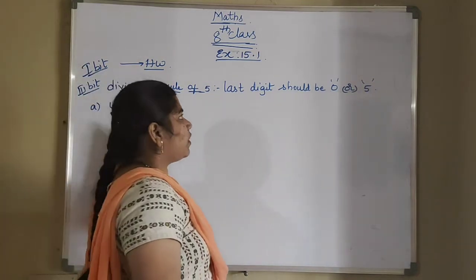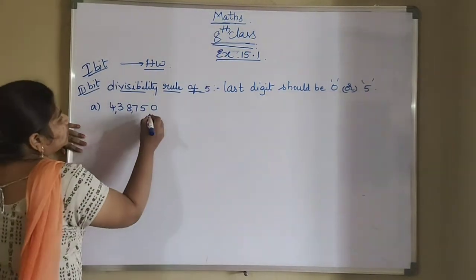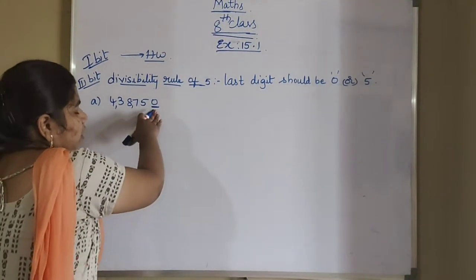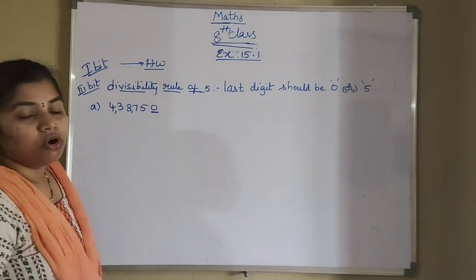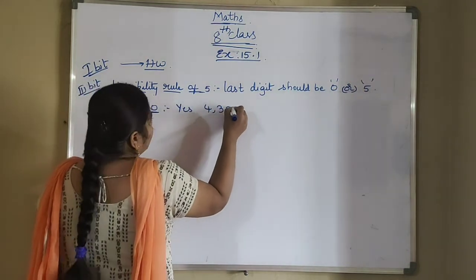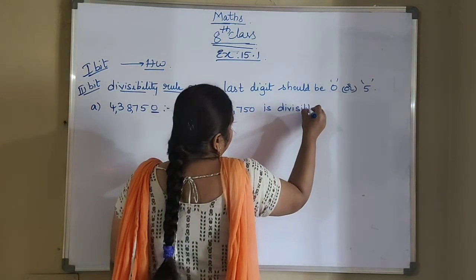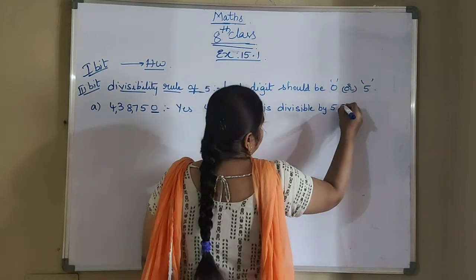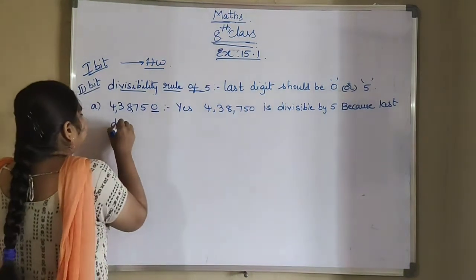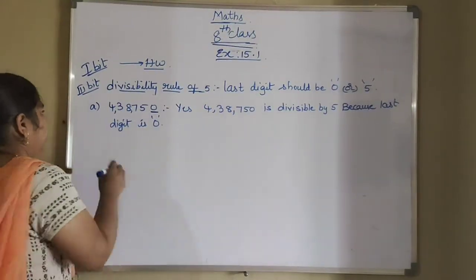So what is the divisibility rule of 5? The last digit should be 0 or 5. Okay, so what is the last digit in this given question? Last digit is 0. So by saying this, the last digit is 0, we can say that the whole number is also divisible by 5. So yes, 4,38,750 is divisible by 5 because last digit is 0.